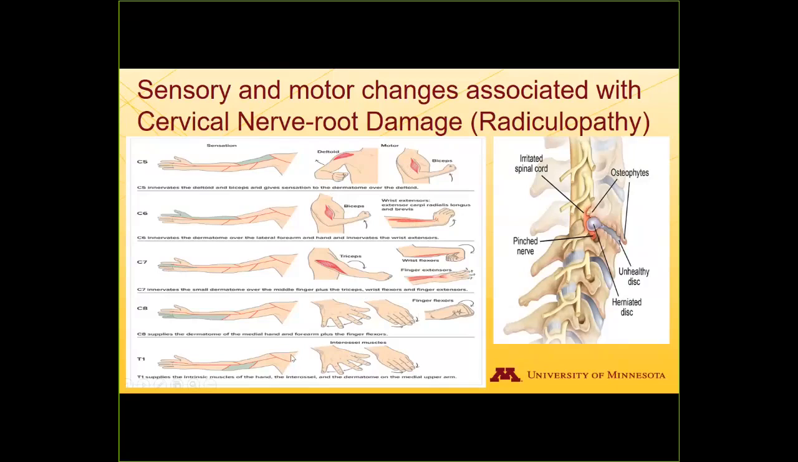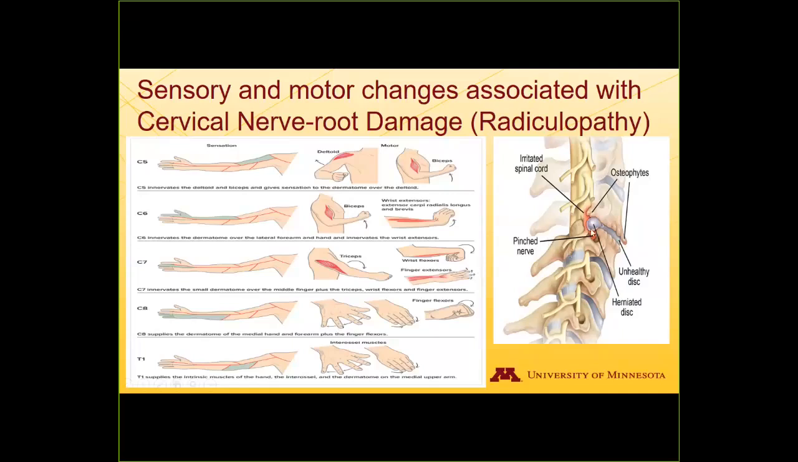Okay, so you can see how that kind of progresses on, but this is a nice way to illustrate the type of motor and sensory function that would be diminished with a cervical nerve root injury. Okay, and then this is a nice graphic that I stole. I didn't have time to go about citing these, but I can do that for educational purposes.